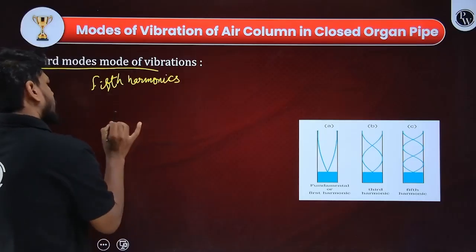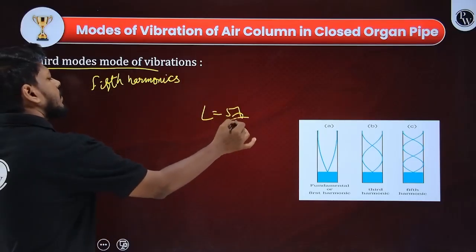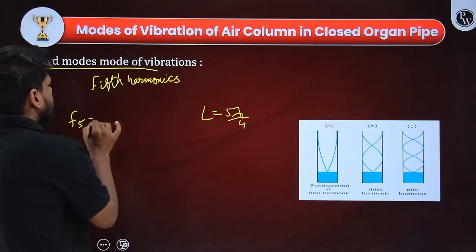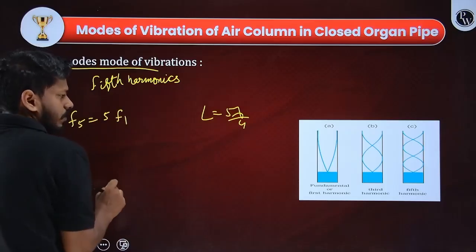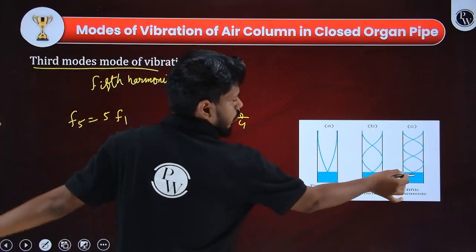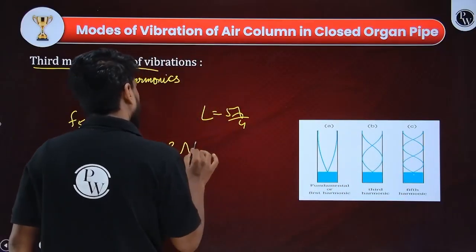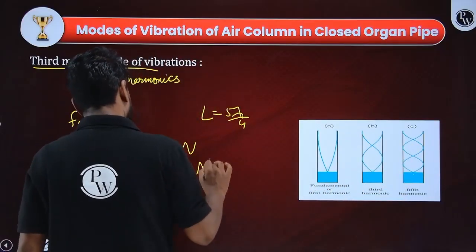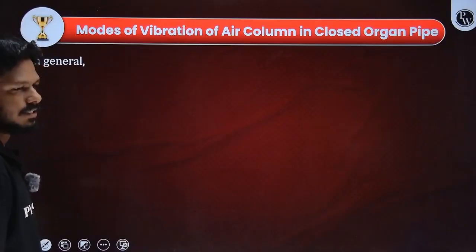My length is equal to 5 lambda by 4. My frequency is equal to 5 times F1. How many nodes? 1, 2, 3. So 3 nodes and 3 antinodes. So generally, how can I write, sir?